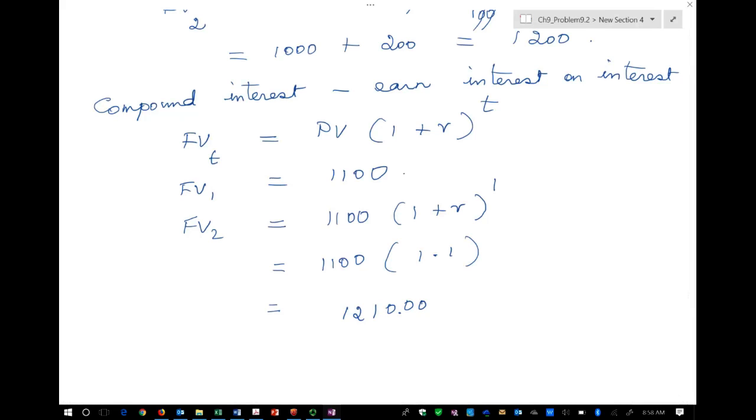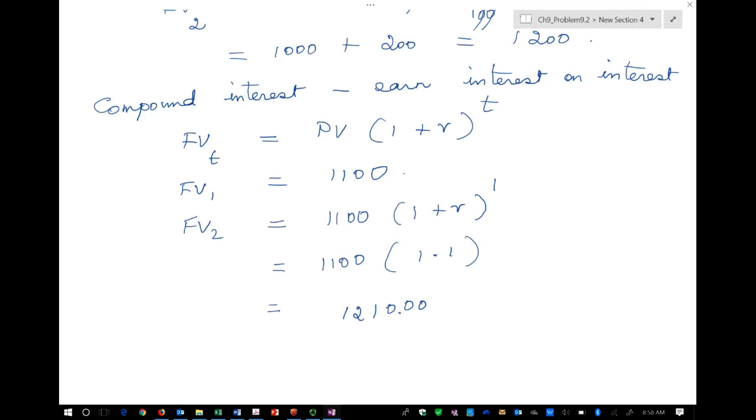Is that correct? In the case of simple interest, how much are you getting? You are getting $1,200. In the case of compound interest, how much are you getting? $1,210. Why are you getting $10 more? It is 10% interest on the $100 that you received as interest in the first year. Do you see that?